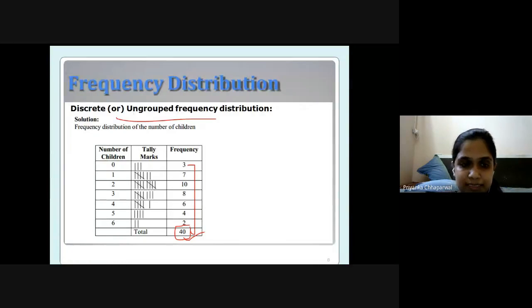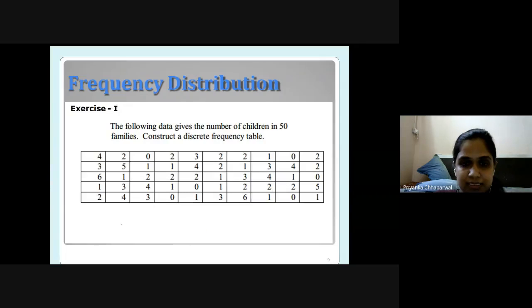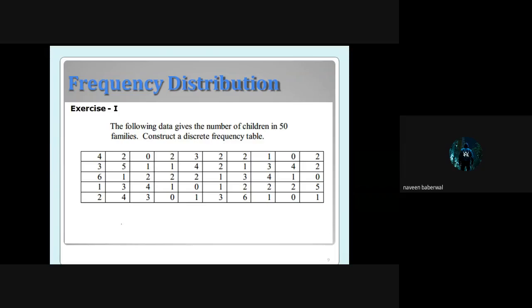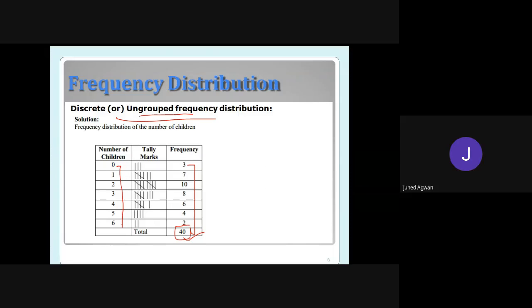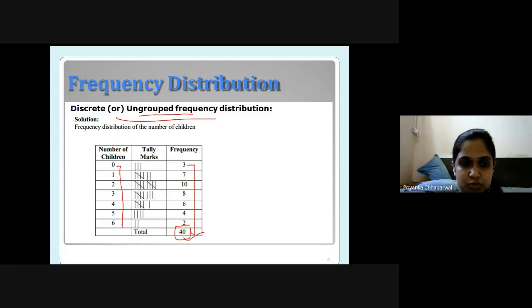Yes, sister, it is clear. It is known as a discrete ungroup frequency. Ungroup frequency means the data is not in an interval. Data is on a single digit, 0, 1, 2, 3, 4, 5, 6. Yes, it is clear. Yes, ma'am. It is the ungroup frequency distribution.